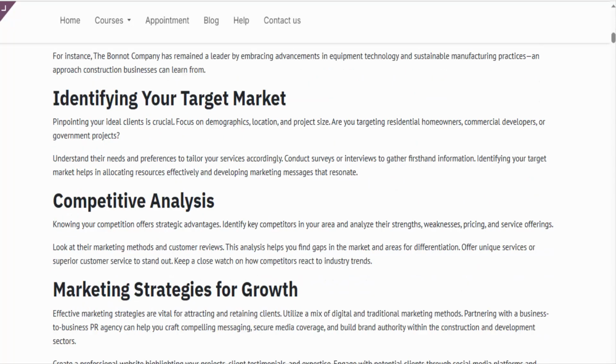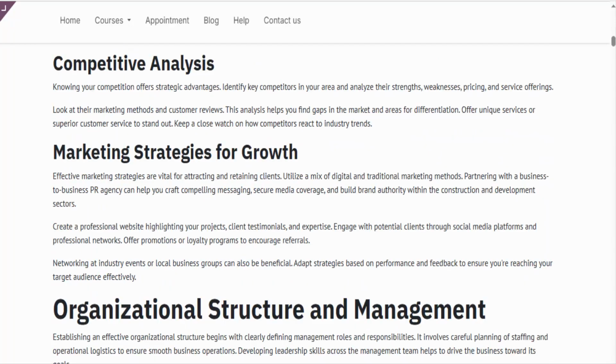Competitive analysis. Knowing your competition offers strategic advantages. Identify key competitors in your area and analyze their strengths, weaknesses, pricing, and service offerings. Look at their marketing methods and customer reviews. This analysis helps you find gaps in the market and areas for differentiation. Offer unique services or superior customer service to stand out. Keep a close watch on how competitors react to industry trends.